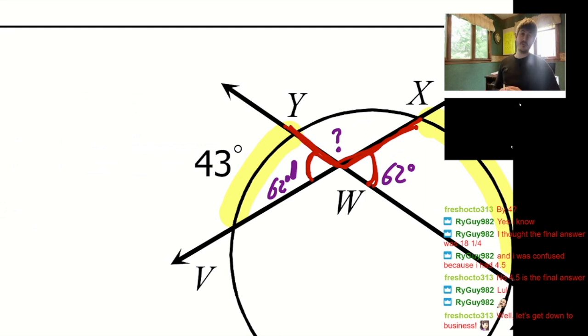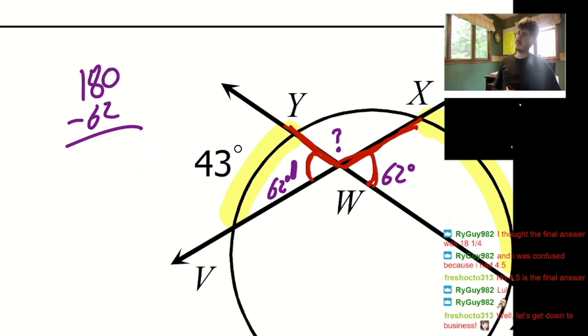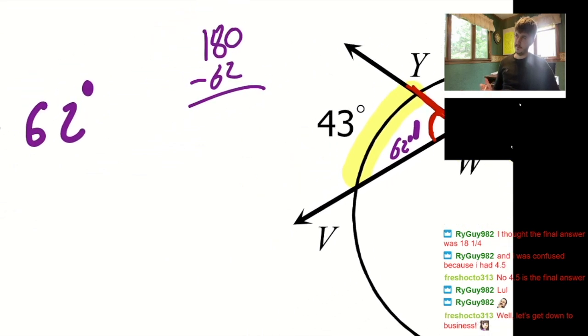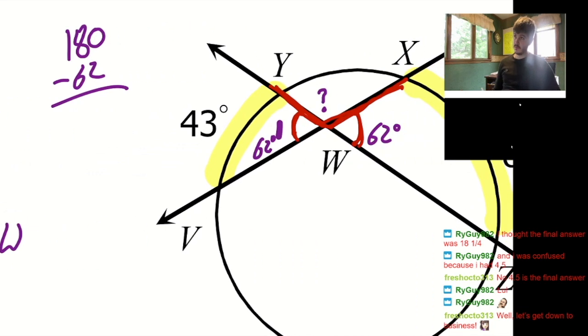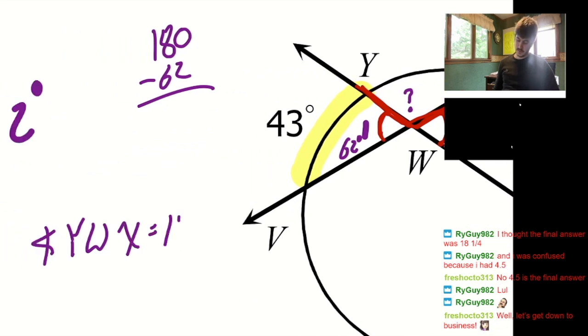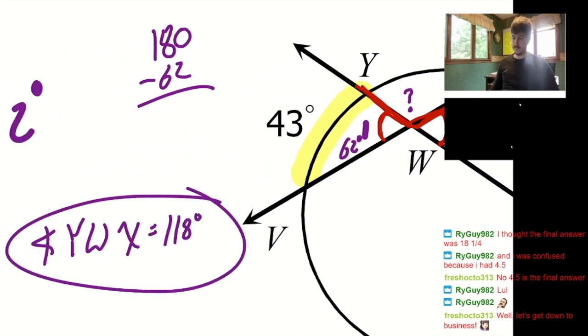But that one additional step, we do need to take the supplement of that because we have a linear pair here, so we just have to do 180 minus 62 for our final answer, which I think is going to be 118? Yeah, 118. So angle YWX equals 118 degrees.